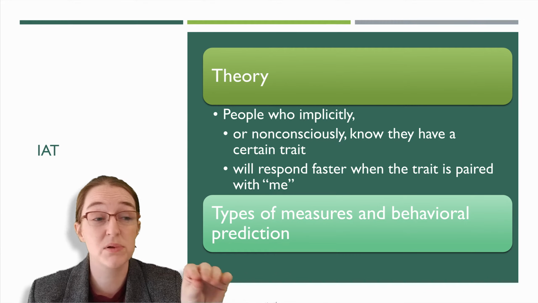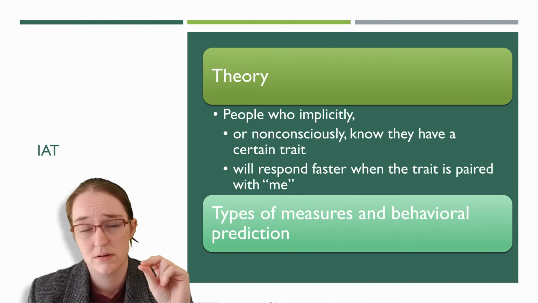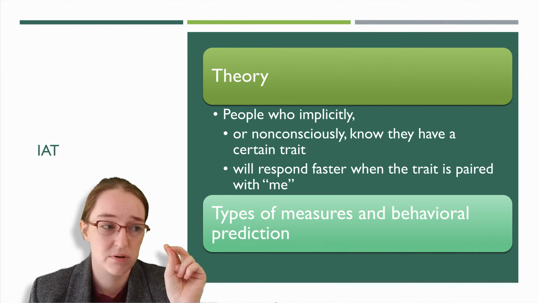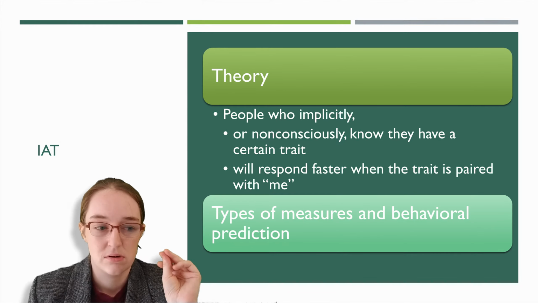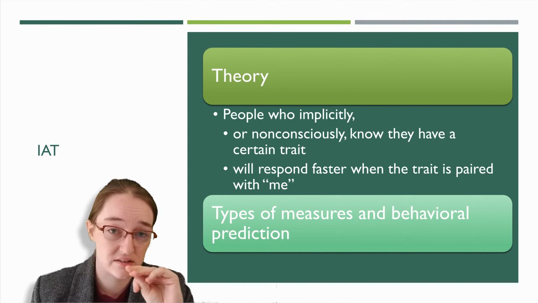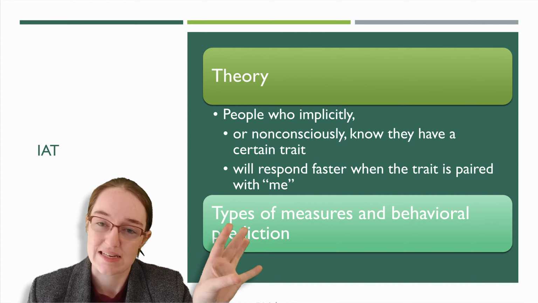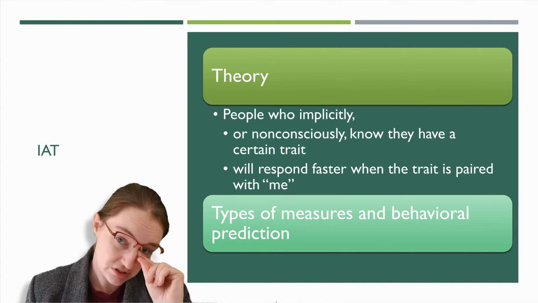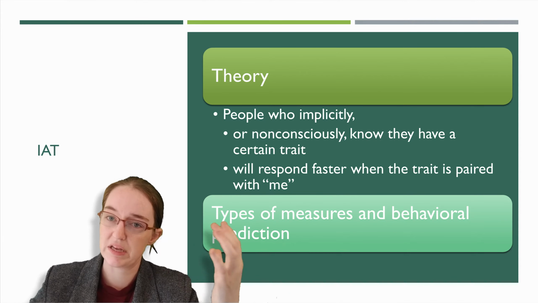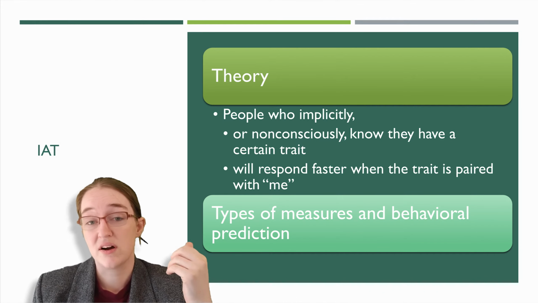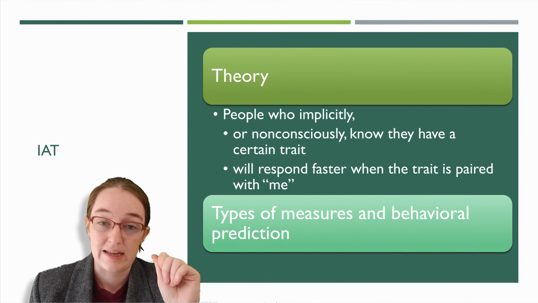So, I've already kind of explained the theory. I'm going to reiterate it here in a more clear, coherent sense, and it's nicely written out. So the theory is people who implicitly or non-consciously know they have a certain trait, so the shy people in the me group, will respond faster when the trait is paired with me. So there are alternative versions instead of me and other, which we see a lot in self labs. In social labs that are more interested in behavior that is common to most people, often instead of me and other, they put in good or bad.